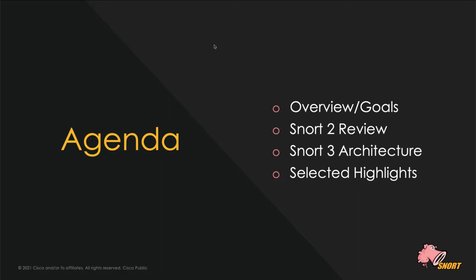So the agenda today, we're going to look at some overview and goals of Snort 3 development. When Snort 3 was written, what goals were they trying to get to and what were they trying to accomplish? Then we'll look at Snort 2. Snort 2 is a good place to start because it's a product or an application that a lot of us are familiar with already. I know I'm pretty familiar with how Snort 2 works. So I think we start there. We can see what Snort 2 is like, some of the challenges maybe, and then move into Snort 3.